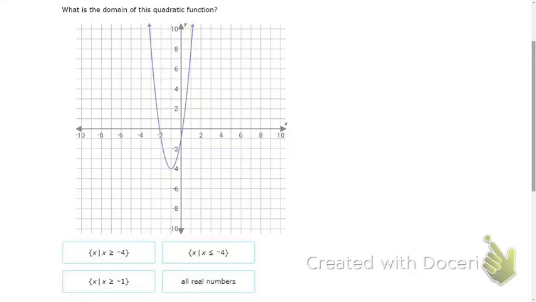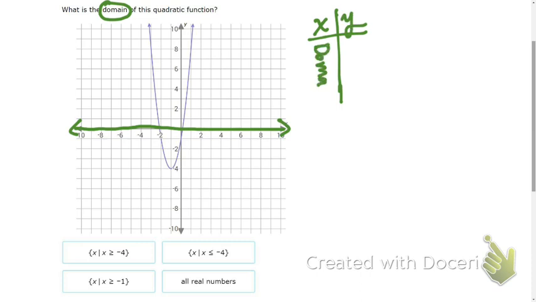Domain and range for quadratic functions. Let's talk about that. For this one, we're being asked to find the domain, not the range, just the domain. When we're looking for our domain, we're considering the x numbers, the x numbers that are in the table. That's what our domain is.